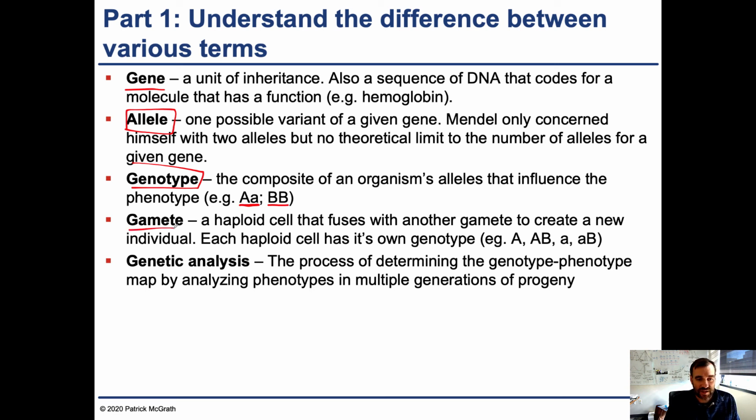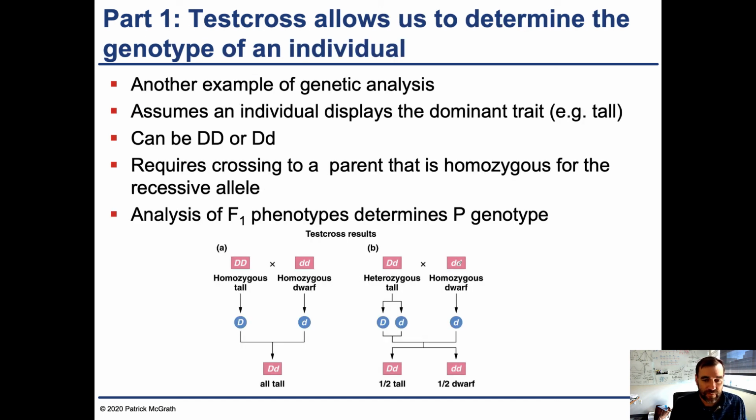So a gamete is a haploid cell that fuses with another gamete to create a new individual. For humans, this would be a sperm and an oocyte. And then each haploid cell has its own genotype. So it could be A, it could be AB. This is the case where there are 2 different genes. But what you'll notice is it's haploid, so each gene only has 1 copy. And then genetic analysis is simply the process of determining the genotype-phenotype map by analyzing phenotypes in multiple generations of progeny.